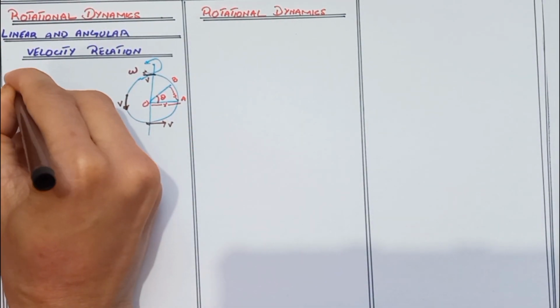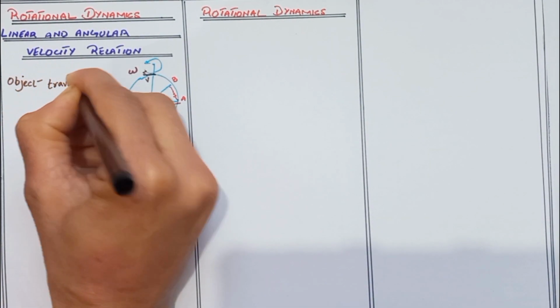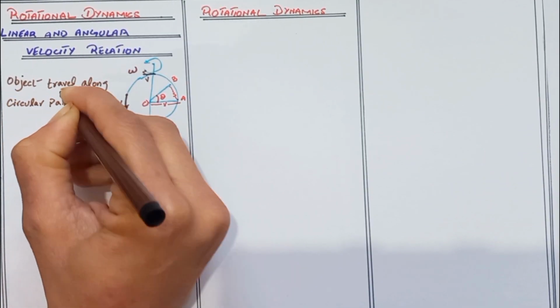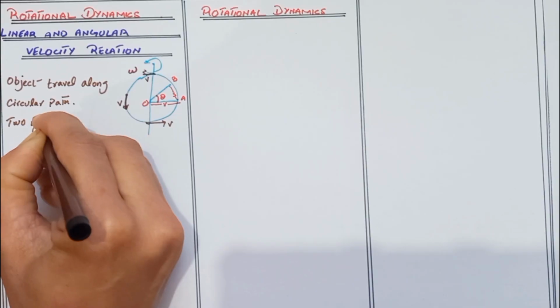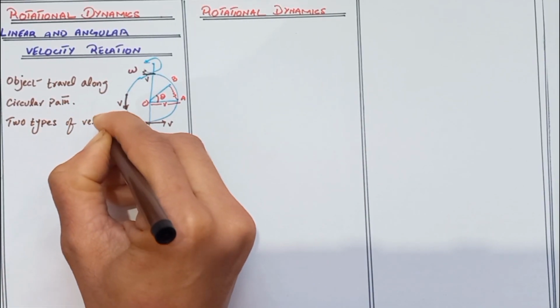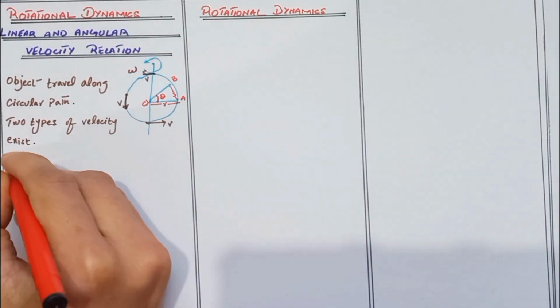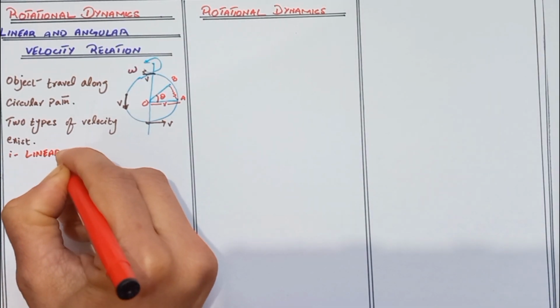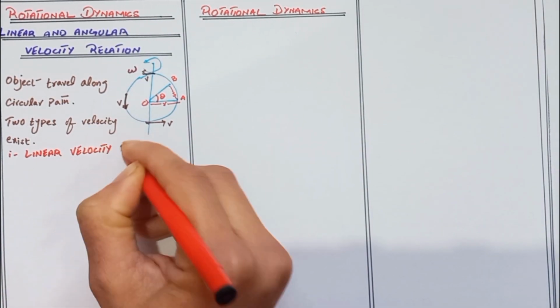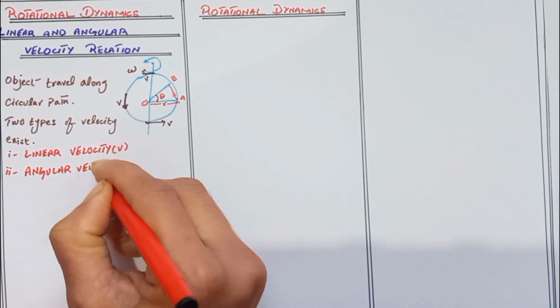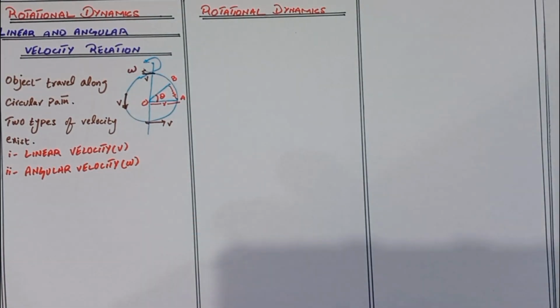So here we write: object travels along circular path. Two types of velocity exist. One is linear velocity, that is represented by v. Second one is angular velocity, that is represented by omega.